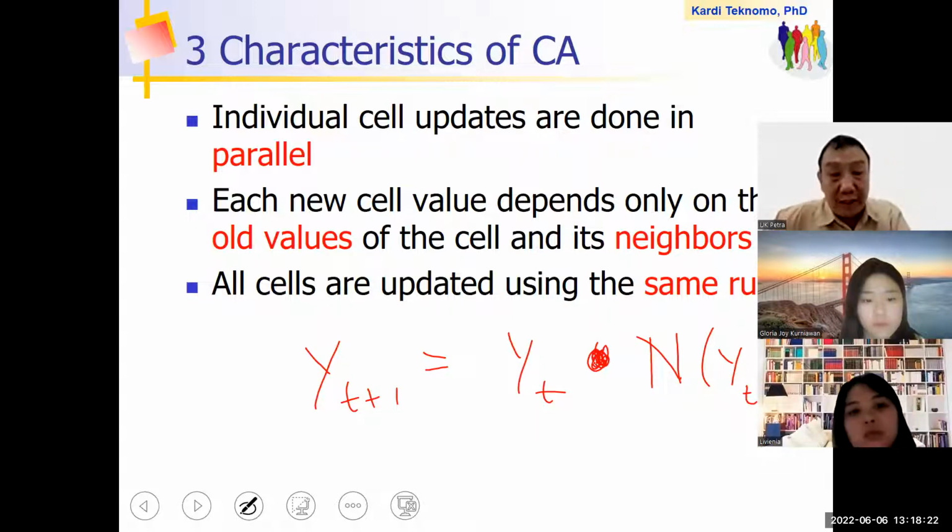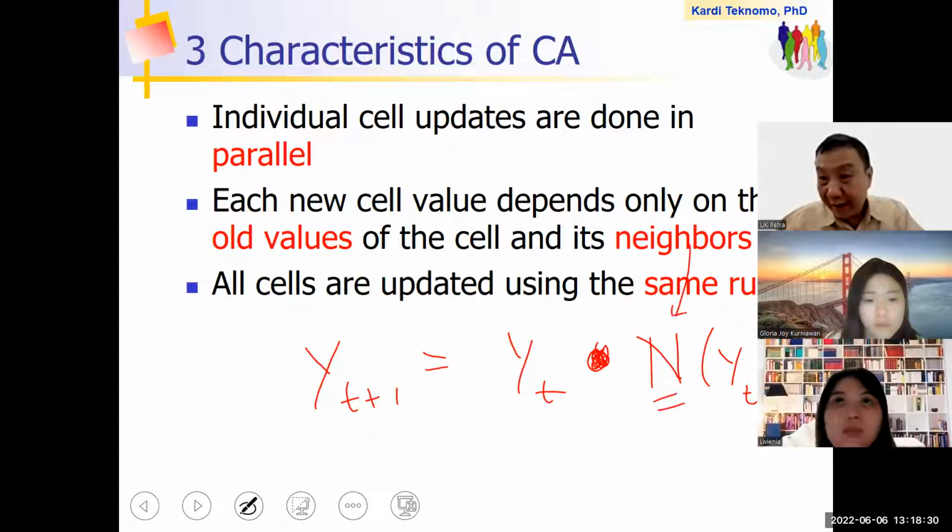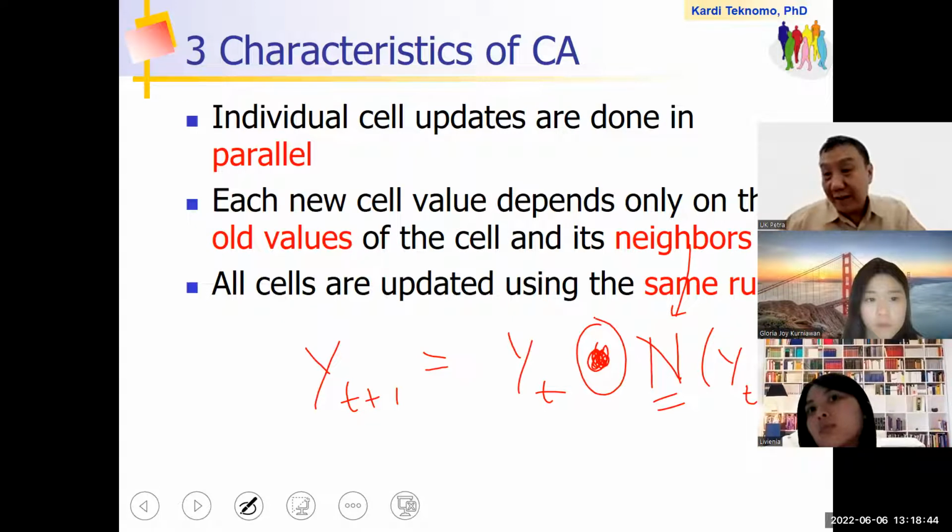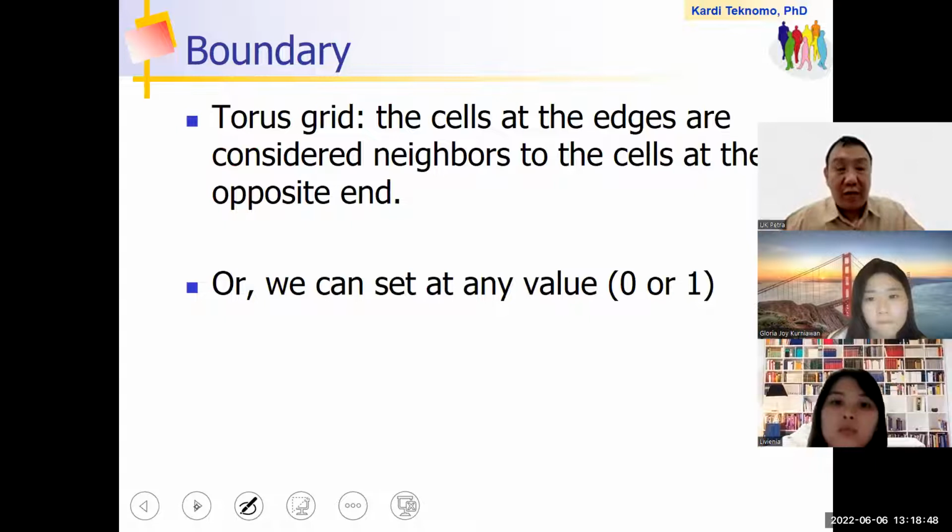All cells are updated using the same rule. The n here represents the neighbor. Clear? So this is somewhat more general than the difference equation because this operation is undefined. So you need to define that. So this is kind of a family.